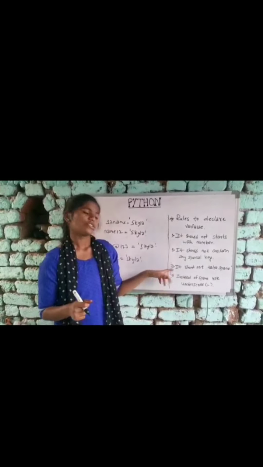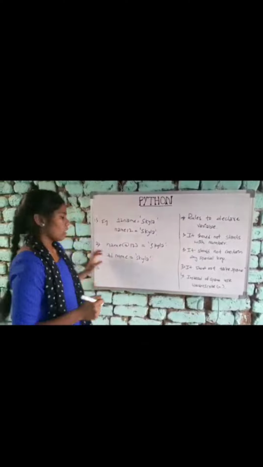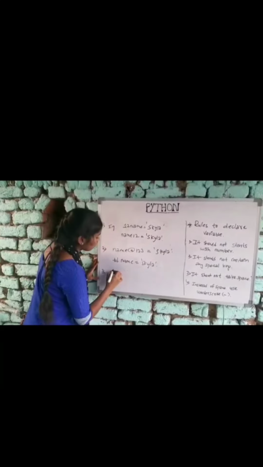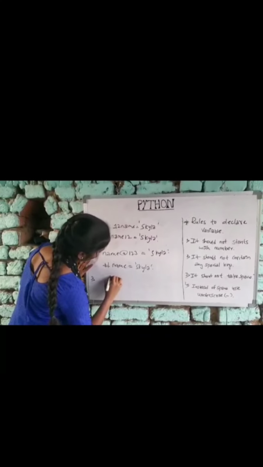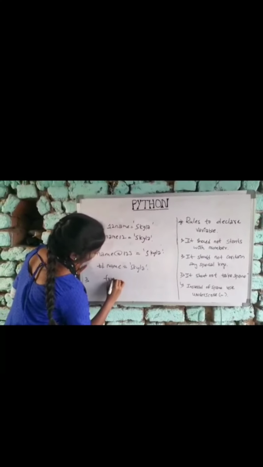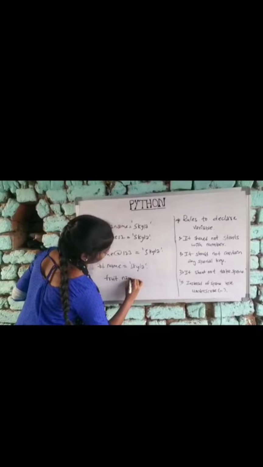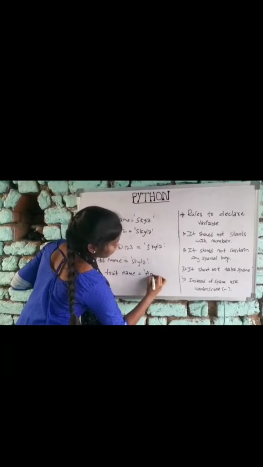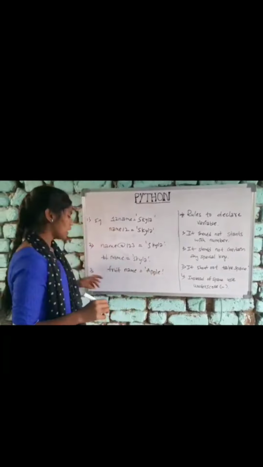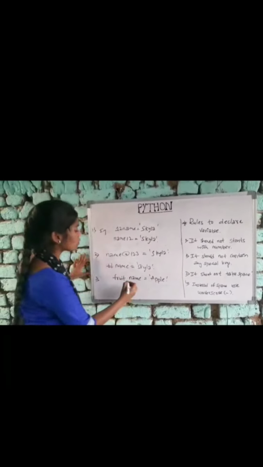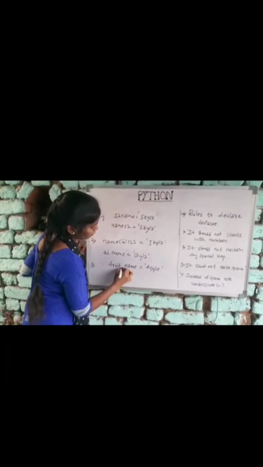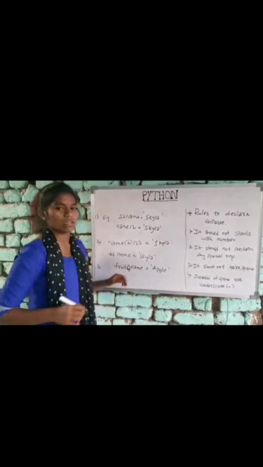Third one, it should not take space. When we declare a variable, we should not take any kind of space. Here, fruit name = apple. When we declare a variable like this, it shows an error because we used a space here. That's why it shows an error.